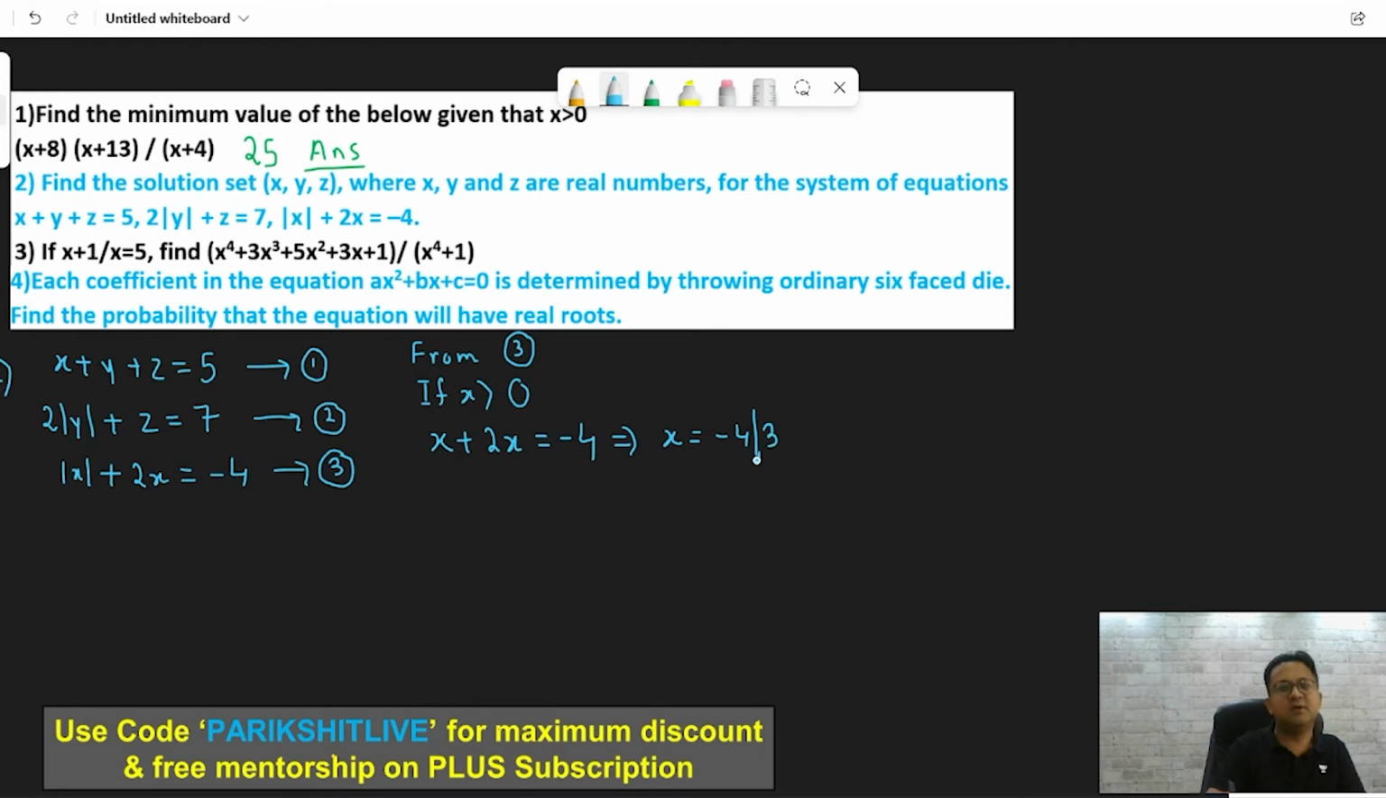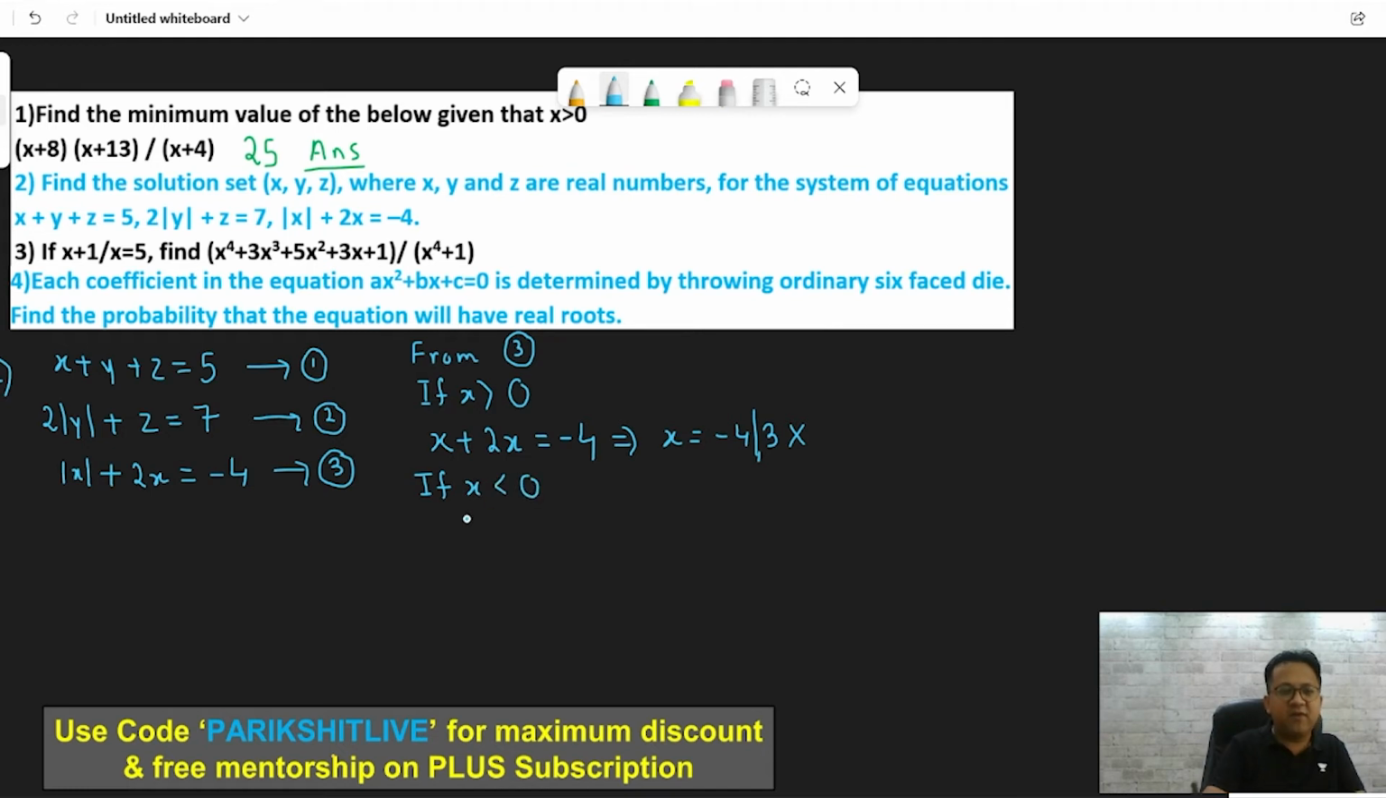Is this possible? Not possible. Why? Remember, you said x is greater than 0. So if x is greater than 0, you cannot end up with a negative x. That's impossible. That will be contradicting each other.